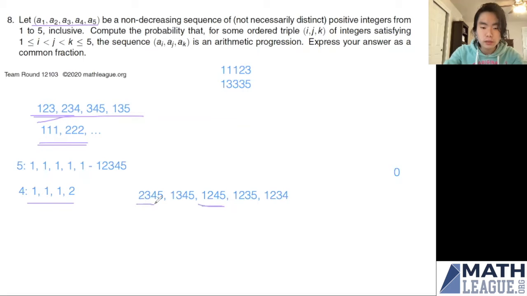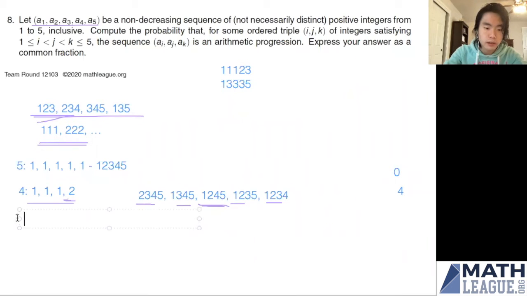So this one has 2, 3, 4. This one has 3, 4, 5; 1, 2, 3; and 1, 2, 3. So we only need to consider this case. And since we only have one possible sequence, we multiply by 4 because we need to consider which element has the duplicate. So in this case, we have 4.